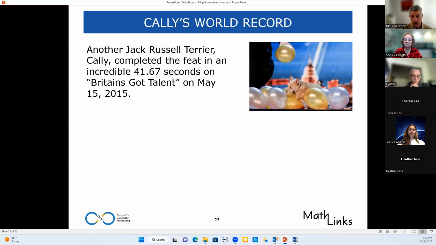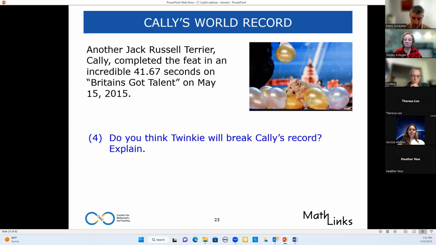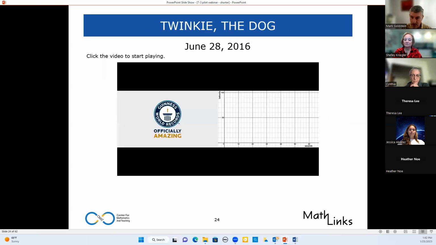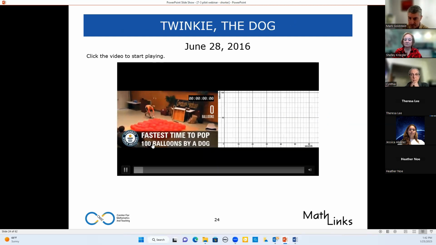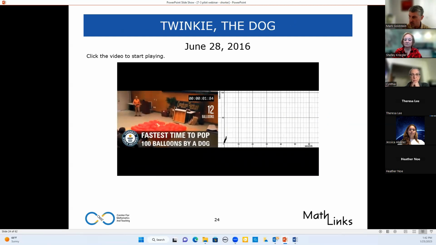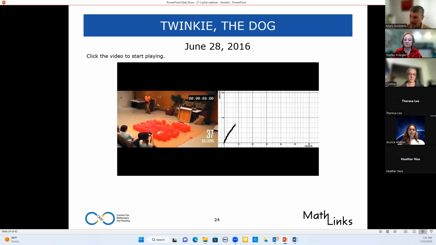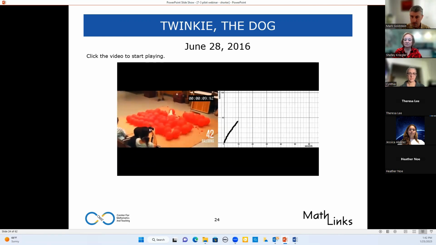We compare the world record of another dog, Callie, to what Twinkie might accomplish. And then we take a few moments to see the reveal. Again, there's lots of screaming in the background of students watching this. And you can see a graph now as time elapses of how many balloons Twinkie's popping.